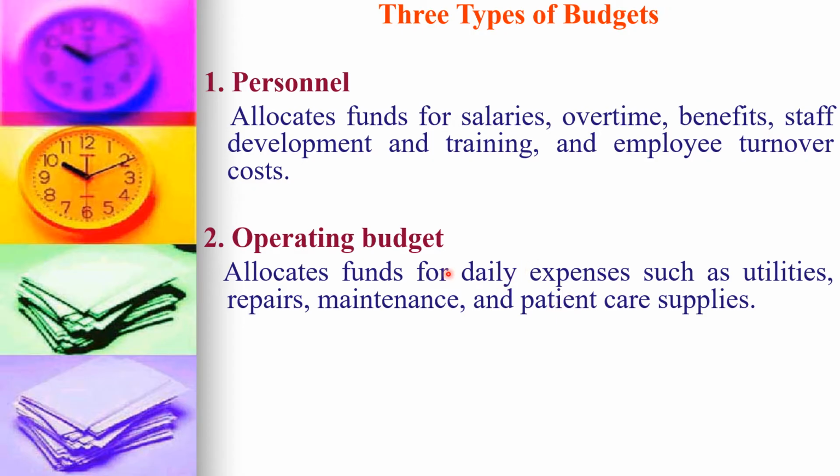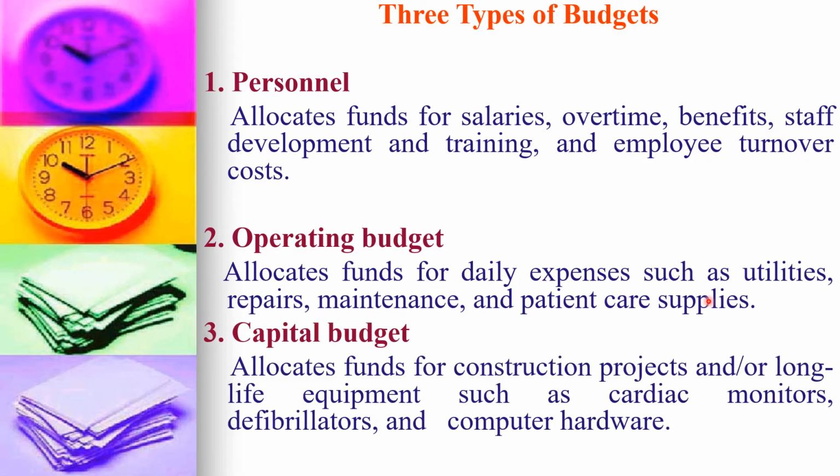Then she has to allocate funds for the operating budget, which includes daily expenses such as utilities, repairs, maintenance and patient care supplies, to meet daily expenses in relation to supplies and equipment. And thirdly, she has to allocate funds for capital. It includes construction projects or long-term life equipment such as cardiac monitors, defibrillators, and computer hardware in her unit. So, as a resource manager, she has to allocate funds for personnel needs, operating budget, and capital budget.